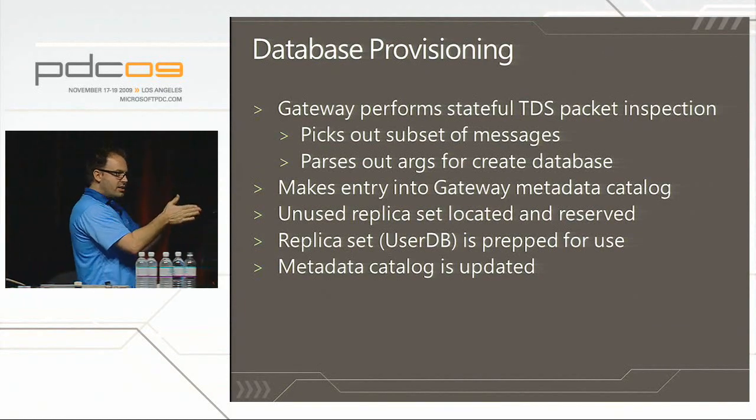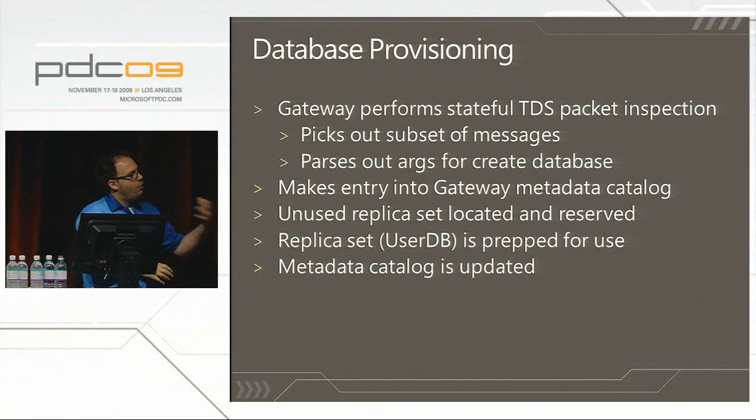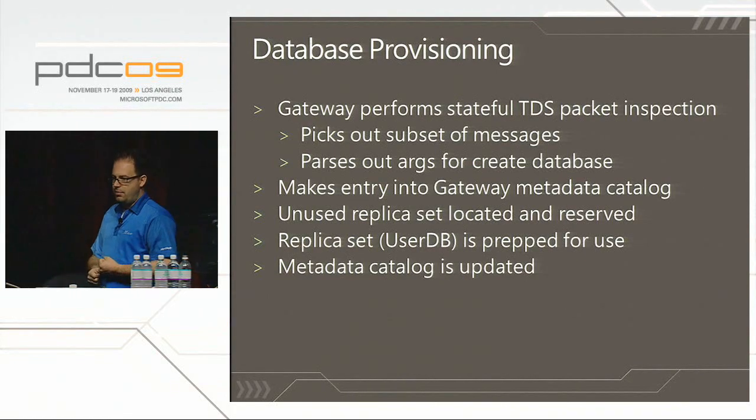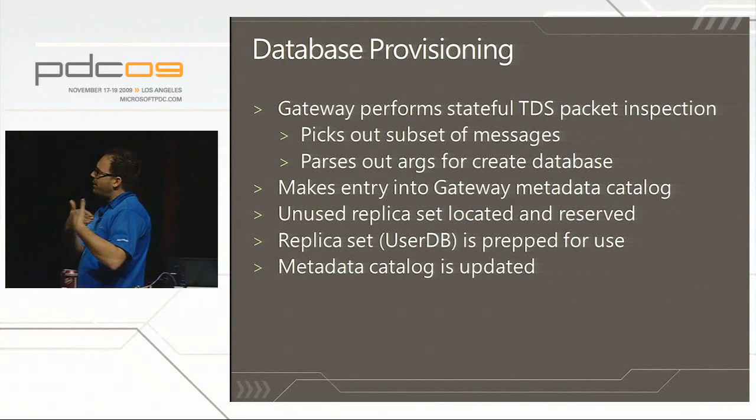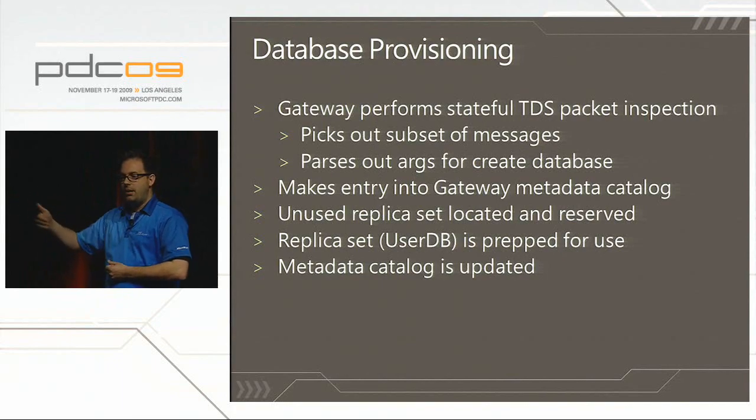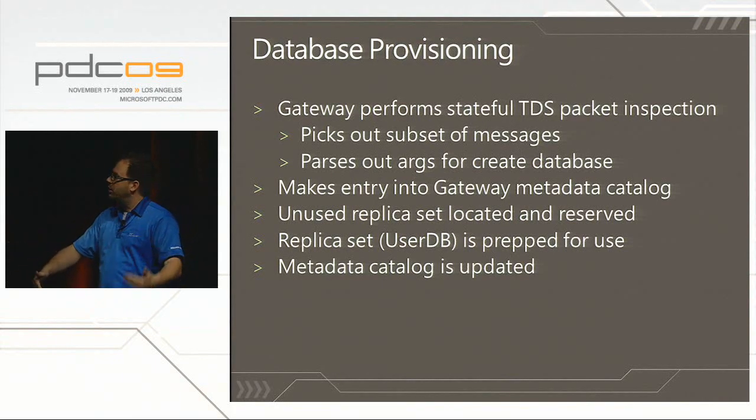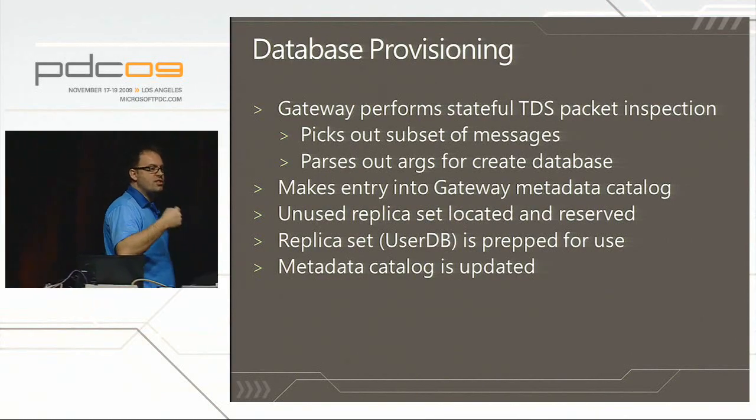So we pick out a subset of messages which match those we want to process, like create database. We parse out the arguments for the create database command, the database name and the server name and these sorts of things. Then just like we did before, we make an entry in the gateway metadata catalog saying we're about to create this database called bar on server foo. We locate a buffered partition for us to use.